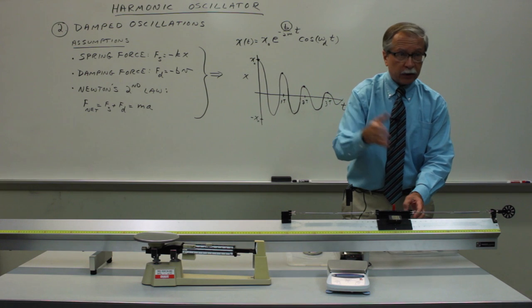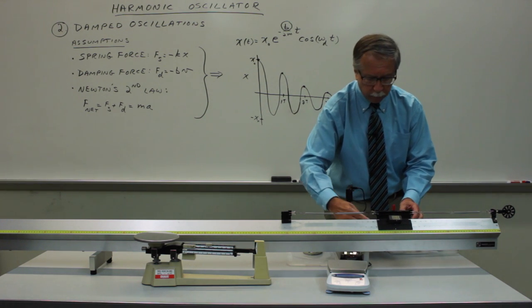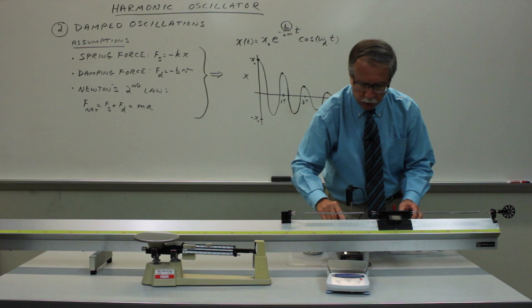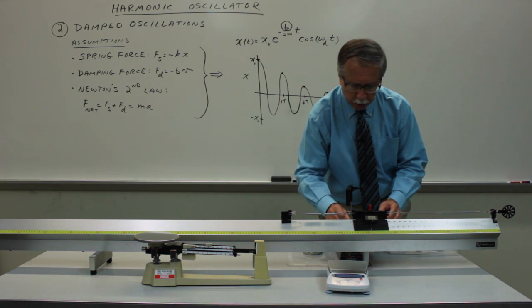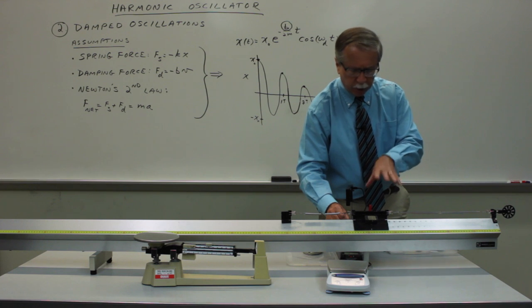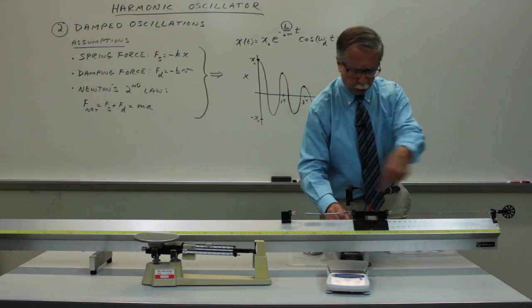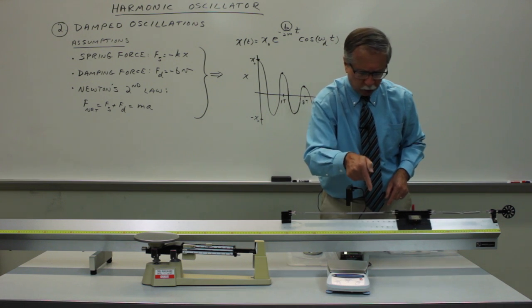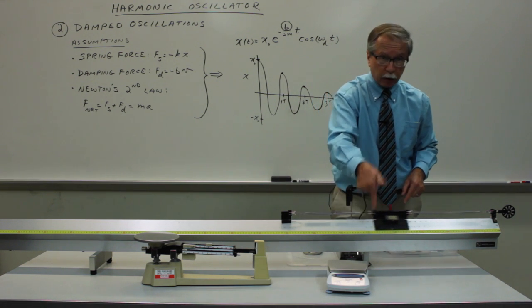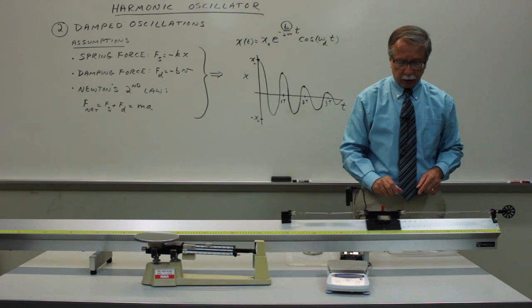With the extra magnets, you increase the damping force. So we'll start this again at about 10 centimeters displacement, and you'll be able to see that the damping is much stronger. It returns to a smaller position at the end of each cycle. The damping is much more noticeable with the stronger magnetic field.